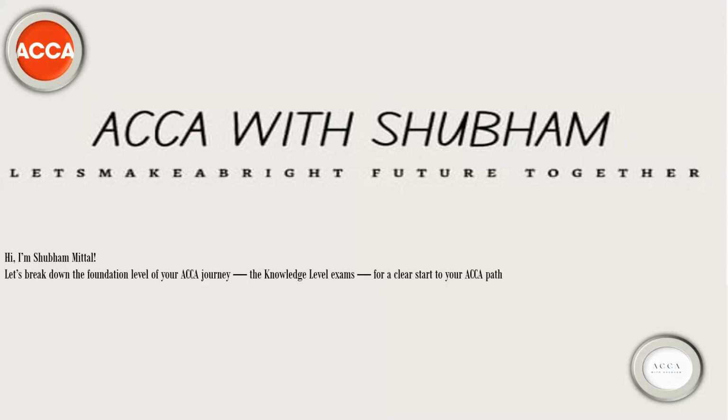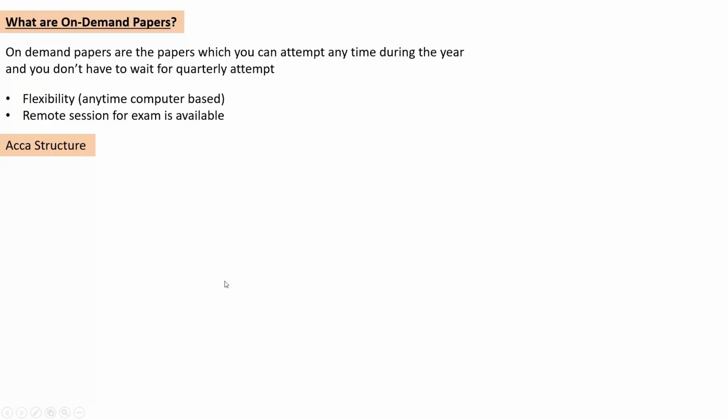So now, what are the on-demand papers? On-demand papers are the papers which you can attempt any time during the year and you don't have to wait for a quarterly attempt. As I told you in my previous video, we have quarterly attempts in the ACCA exams: March, June, September and December. But on-demand papers are very flexible.